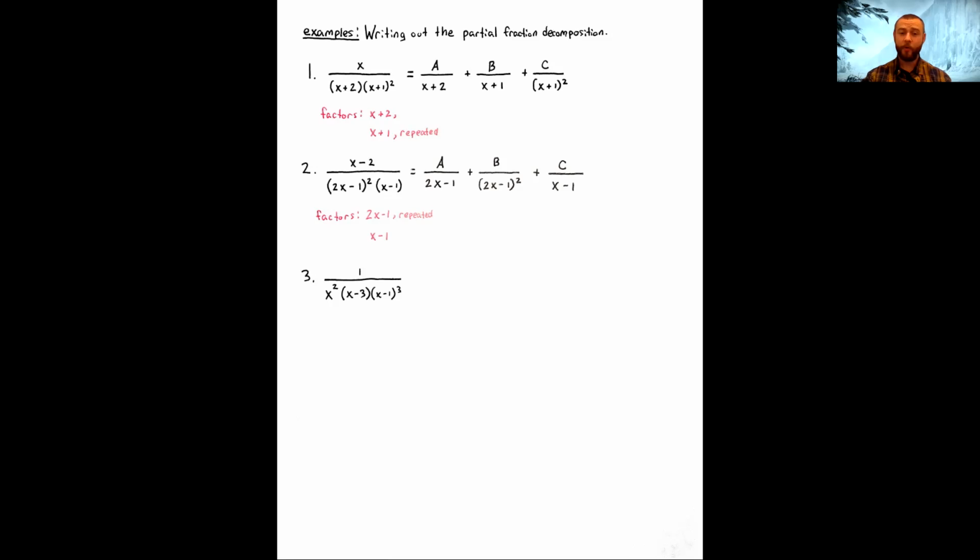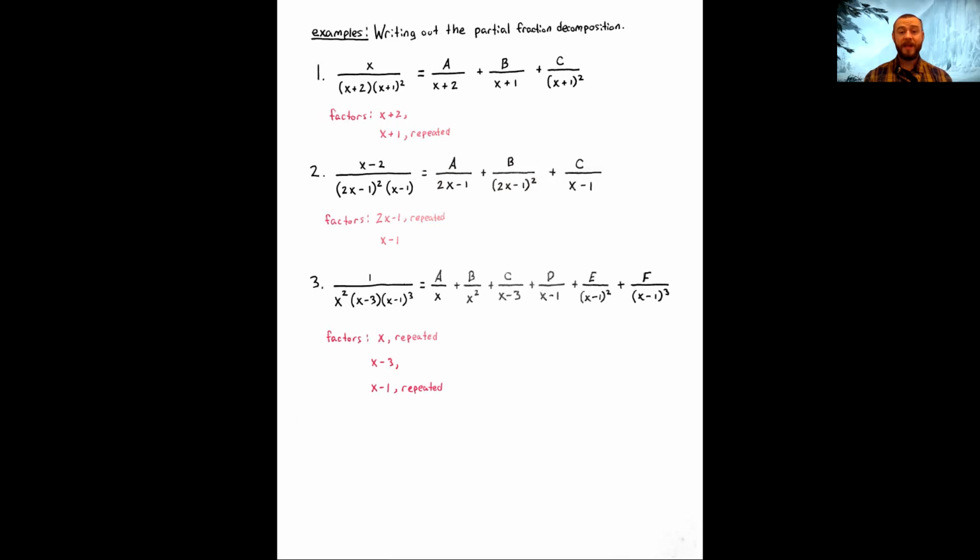If we do that in total, well, we get a lot of partial fractions. 2 from the first repeated factor, 1 from the middle factor of x minus 3, and then 3 more partial fractions from the third factor, x minus 1, which is repeated 3 times.